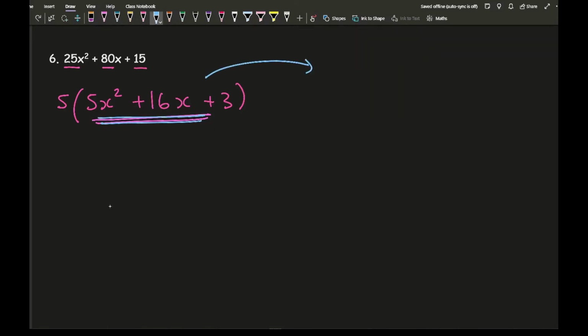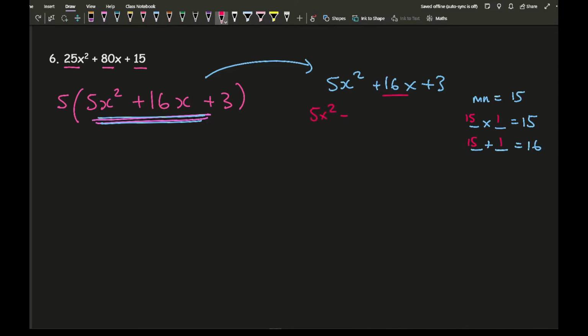So let's have a look and write 5x squared plus 16x plus 3. So here my magic number is going to be 5 times 3, which is 15. So I'm looking for two numbers that multiply together give me 15 and added together give me 16. And those two numbers are going to be 15 and 1. So then I'll replace 16x with 15 and 1. So I've got 5x squared plus 15x plus 1x plus 3.